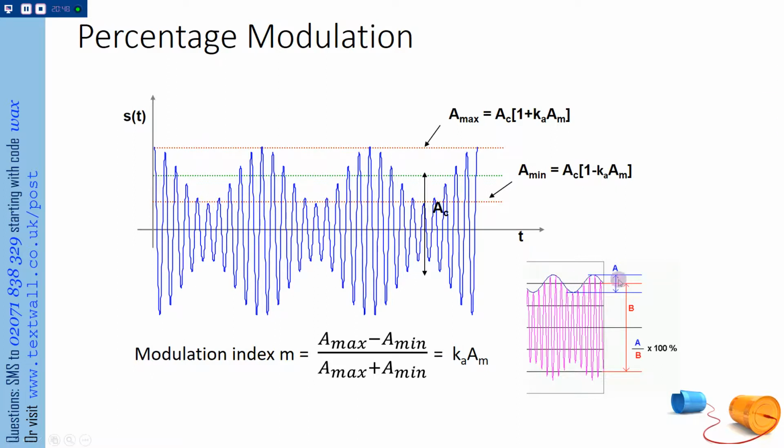So that's your difference, A, and that's your sum, B. You divide the two, that gives you your modulation index.